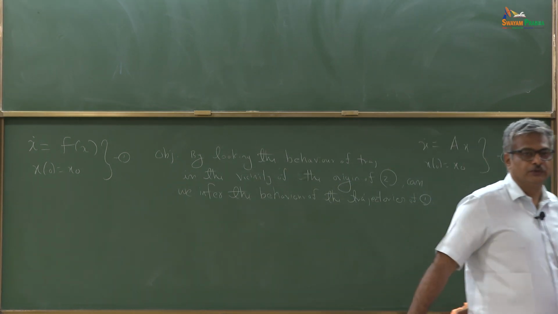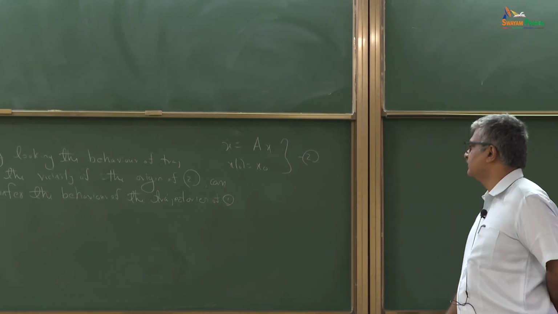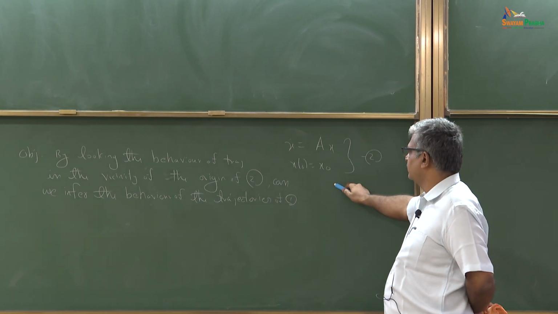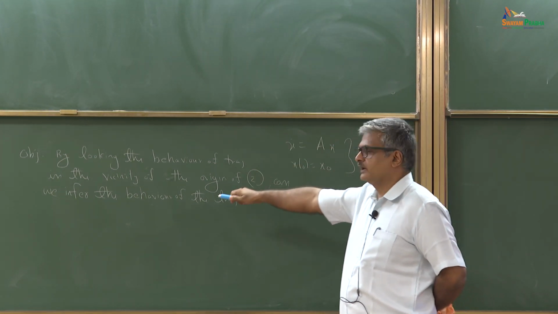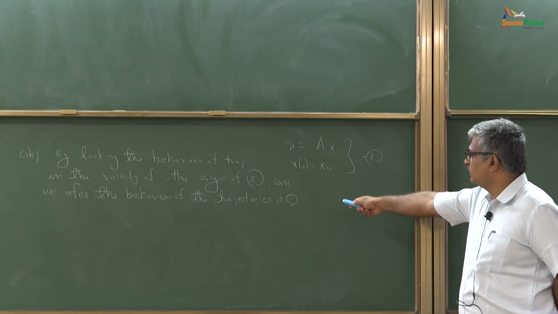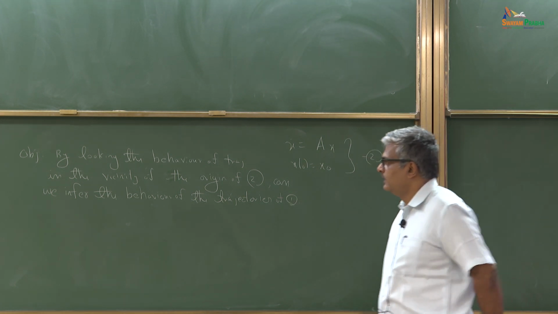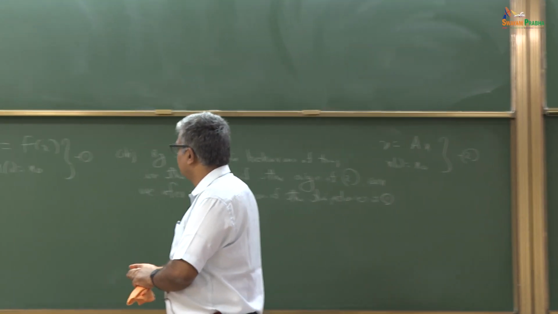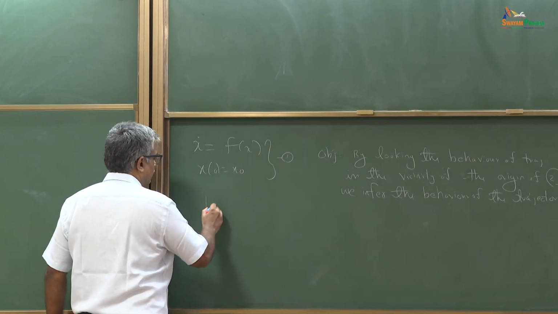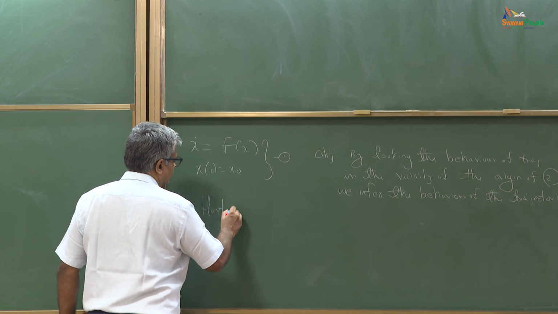So this is our objective. By looking at the trajectories of the linearized system around the equilibrium point, can we infer something about the behavior of the trajectories of the nonlinear system 1, right? To answer this, we'll need the following theorem, known as the Hartman-Grobman theorem.